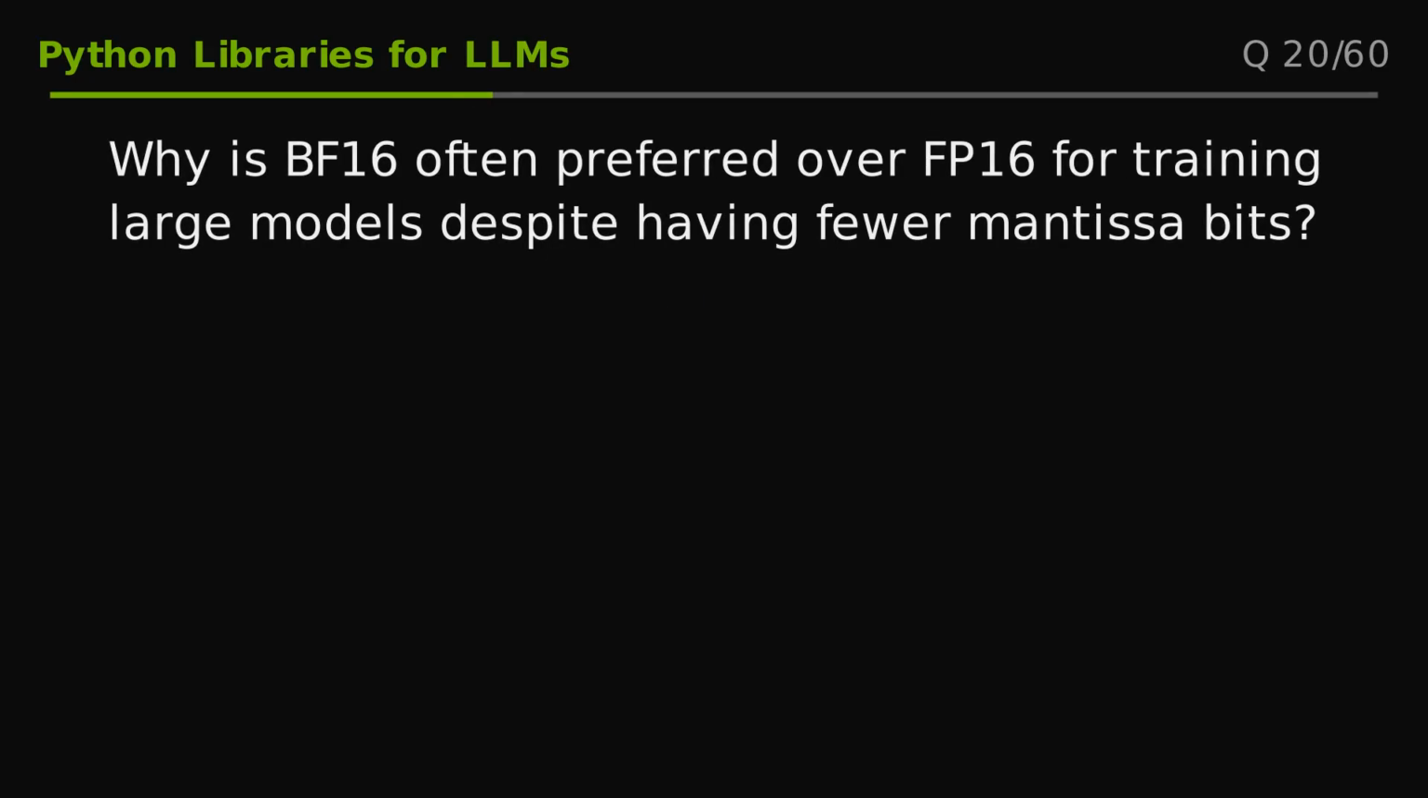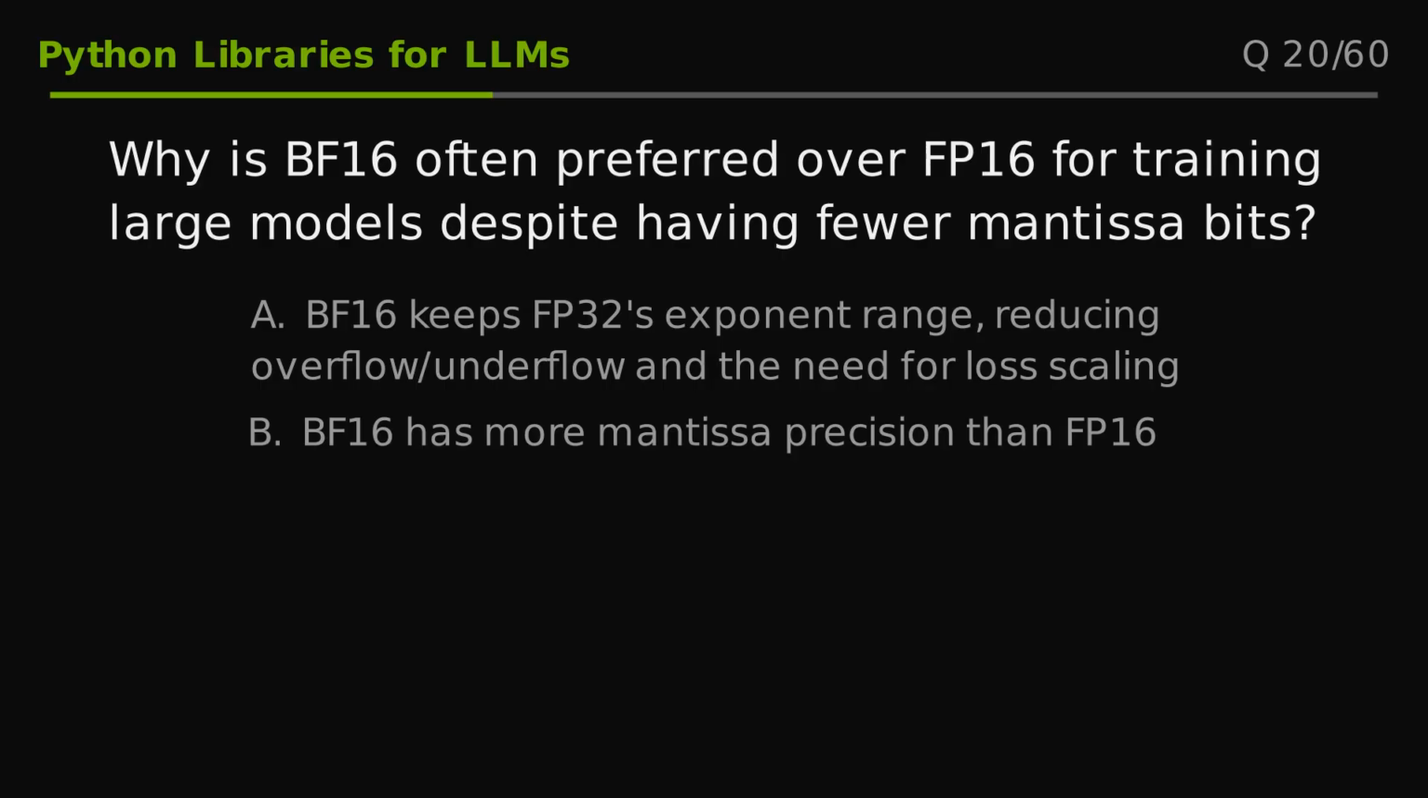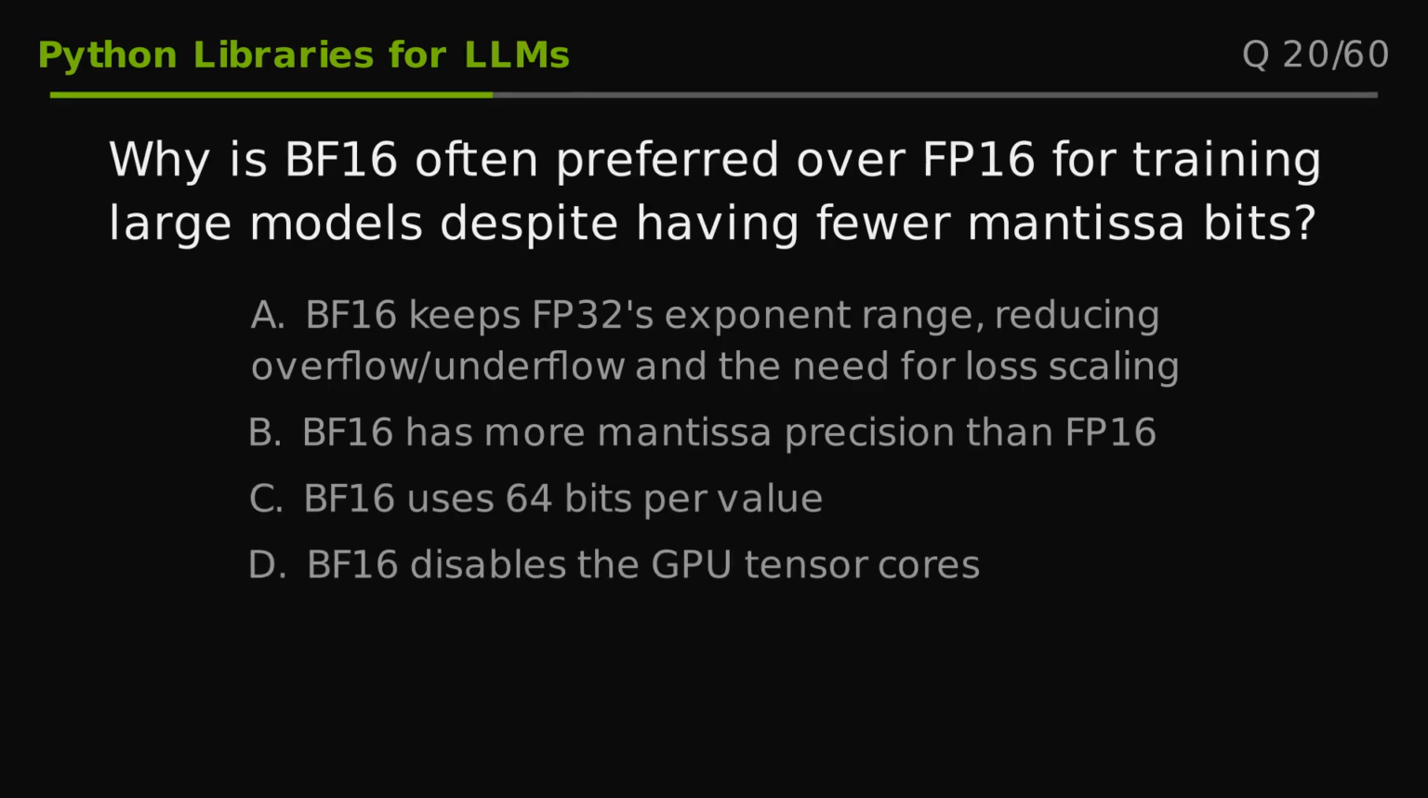Question 20. Why is BF16 often preferred over FP16 for training large models despite having fewer mantissa bits? Option A. BF16 keeps FP32's exponent range, reducing overflow or underflow and the need for loss scaling. Option B. BF16 has more mantissa precision than FP16. Option C. BF16 uses 64 bits per value. Option D. BF16 disables the tensor cores.